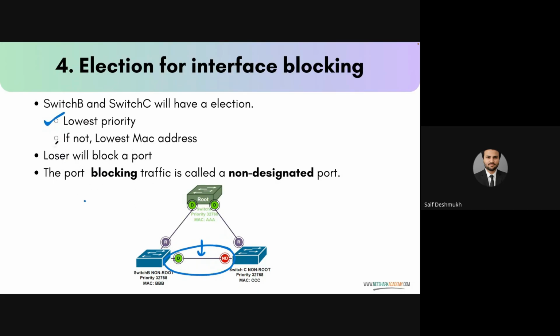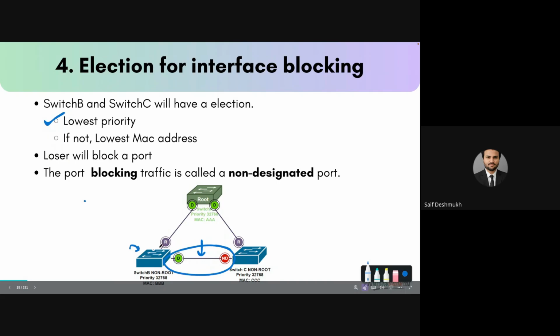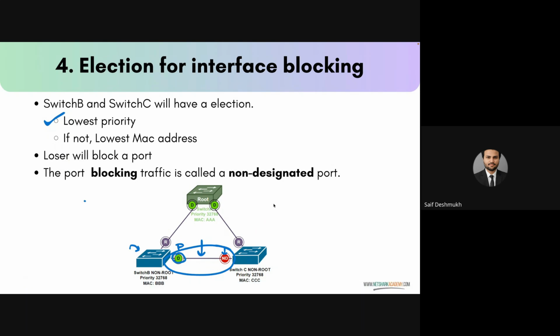And then they will consider, if that's the same, the tiebreaker is going to be the MAC address. Switch B has the lower MAC address, so it will say, hey, you know what, I will put my interface into D, and you should put your interface into non-designated port. Non-designated port in Cisco, you will see something like this, BLK or blocking. So in the 4th step, the topology has converged.